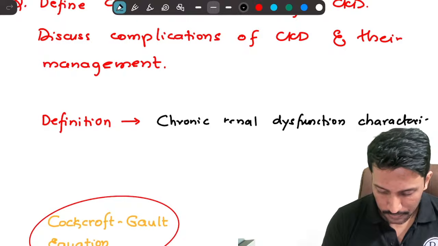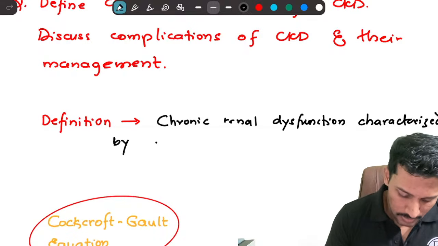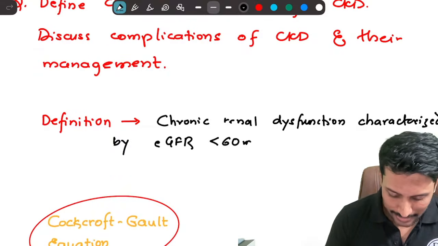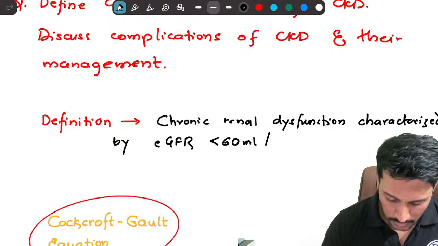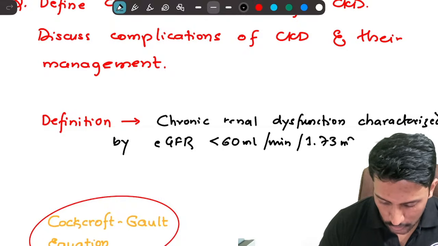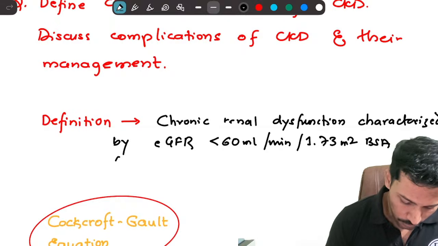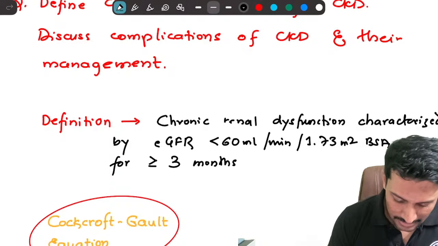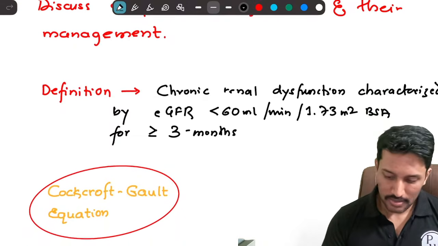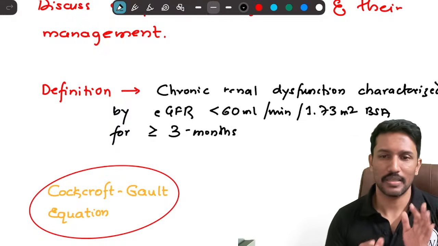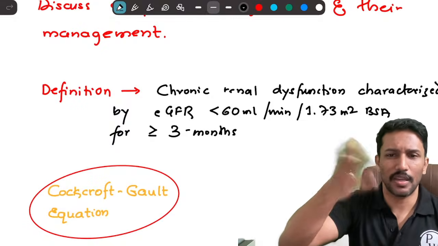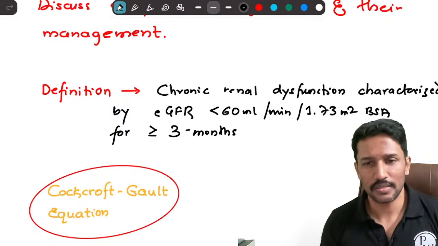characterized by eGFR, estimated GFR, less than 60 ml per minute per 1.73 meter square body surface area for more than or equal to 3 months. If anybody's GFR is less than 60 ml consistently for at least 3 months, then you can call it CKD. If it drops for a week or 2 weeks and then improves back above 60, then we will not call it CKD.